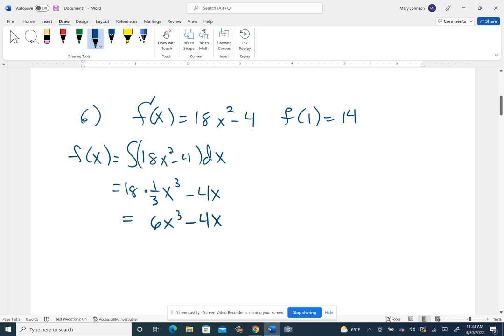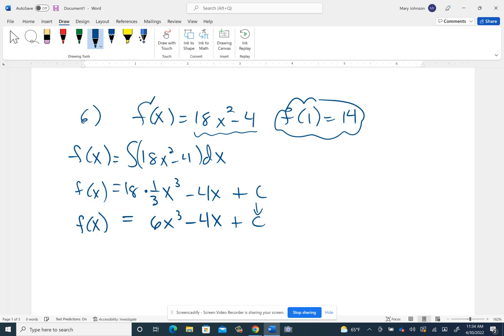All right. And this would be plus some c, some constant. It could be any constant. So there's infinitely many f of x's that would have the derivative 18x squared minus 4, and they'd be anything of this form, 6x to the third minus 4x plus some number. So what you're really being asked to do is to figure out what this number is. And that's where the extra condition comes in.